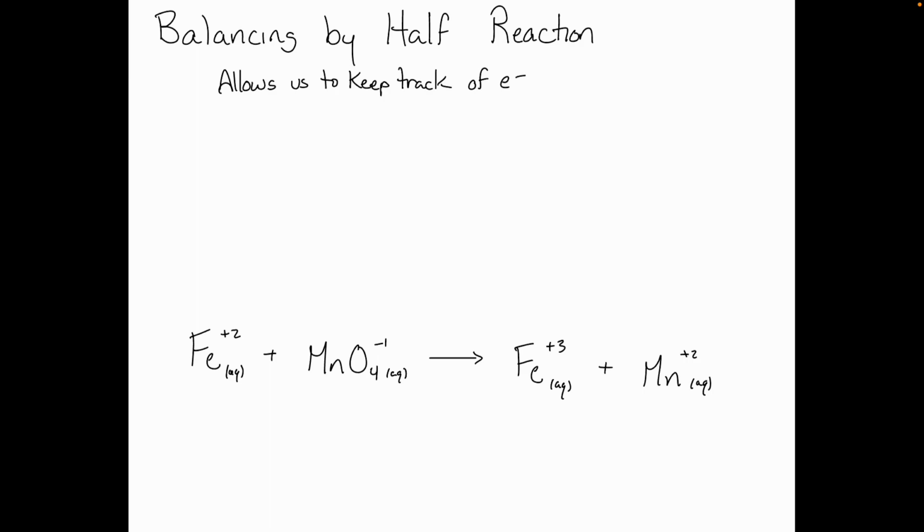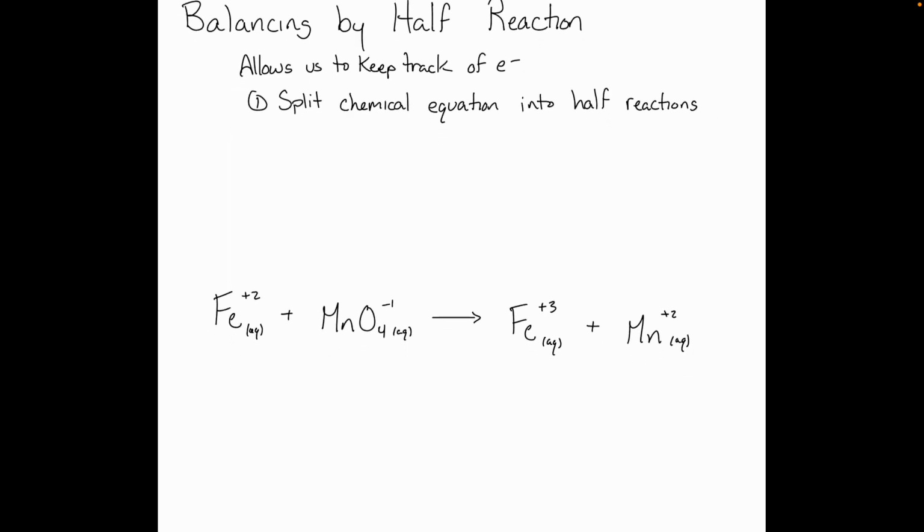The first thing we're going to have to do is split this chemical equation up into its two components. So we're going to split the chemical equation into what are called half reactions. On the one side, I'm going to have my iron 2 going to iron 3. Notice that that's the difference between reactants and products, the charge on that iron ion.